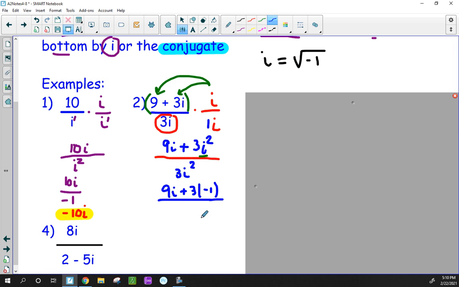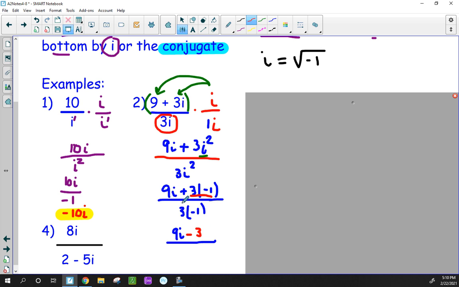Notice in the denominator the same thing's happening. You have 3 times negative 1. Okay, this is not simplified, so we have to keep going. So now we're going to drop our 9i down. Nothing else we can do there. You are going to multiply 3 times negative 1. That's going to give you a negative 3.